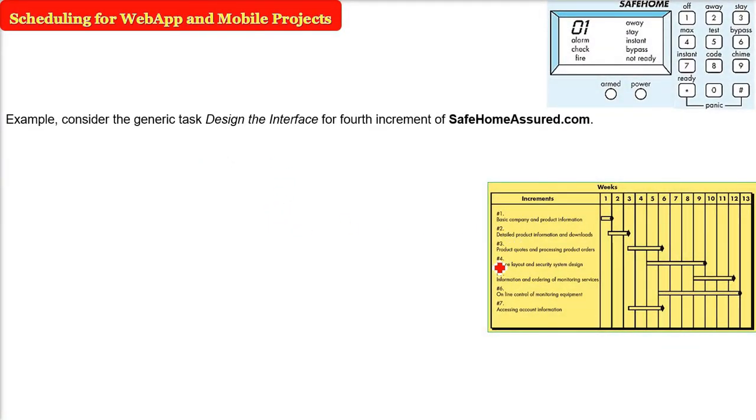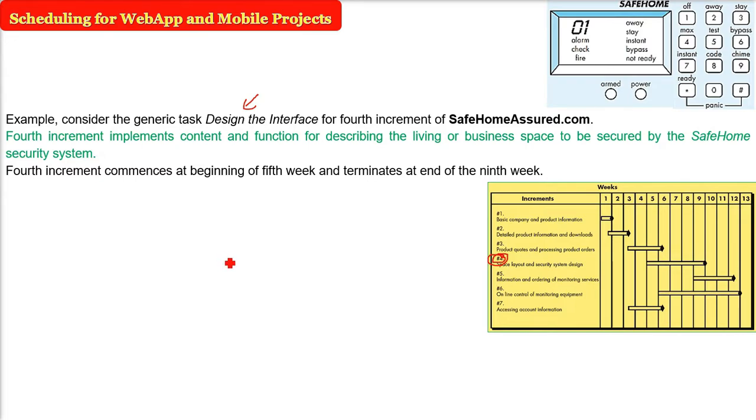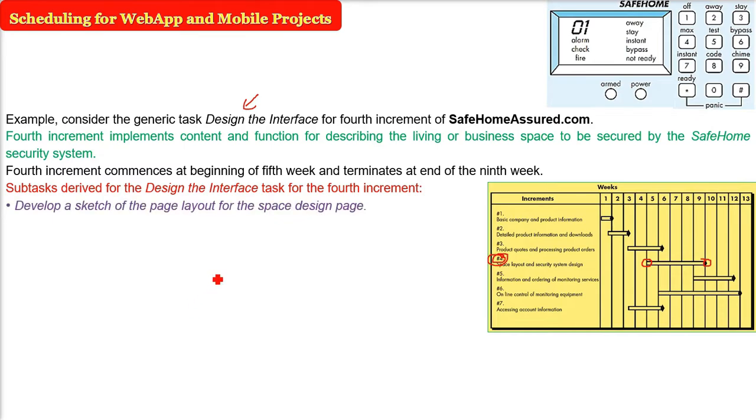Don't go into the detail. I'm just saying that let us say the 4th one, which is the design, the interface part of this safehomeassure.com we have taken. Now just consider this. This was a macroscopic event or activity. Now, we would like to make the tasks for it. So the 4th increment starts at the 5th week and terminates at the 9th week. So what can be the subtasks?